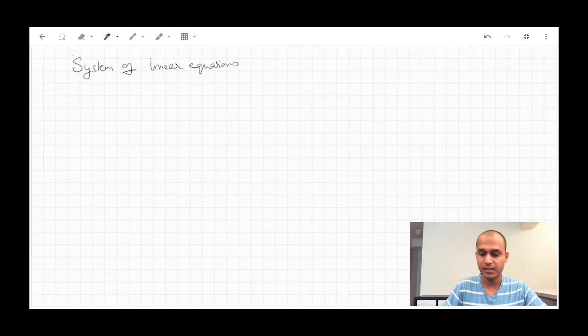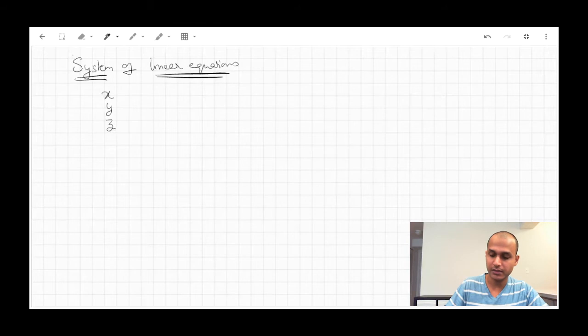So what do I mean by the system of linear equations? System just means a collection for us here. And what are linear equations? Let's say I have some unknown quantity, which is x units of something, y units of something, and z units of something else. Then a linear equation is, for example, something like this: 4x plus 2y plus 6z is equal to 2. Okay, this is a linear equation.